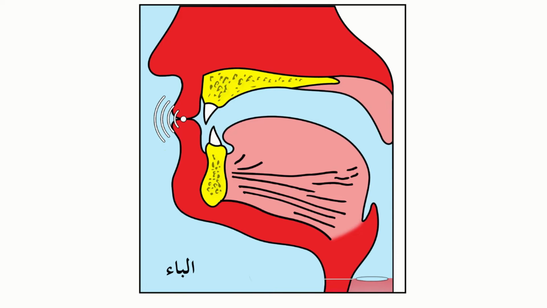Ab, ab. And if we wanted to mention some of the most common mistakes with the ba, the first one would be having a bit of wind come out with the ba, and that makes it close to the English P. So it would be incorrect to say pismi, while it's correct to say bismi. In the basmalah, we want to say bismi and not pismi.